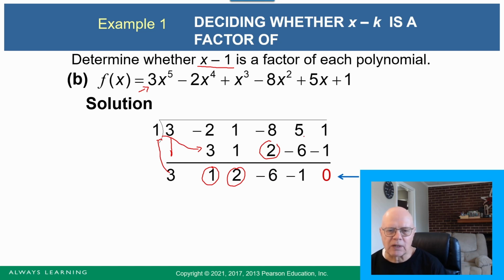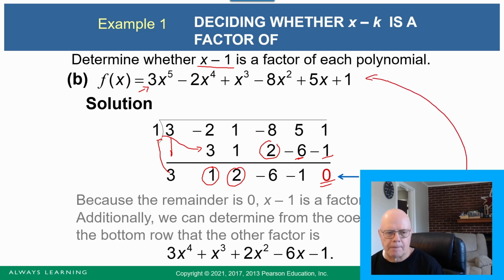-6 times 1 gives you the negative 6 here. Add, you get a negative 1. Negative 1 times 1 is negative 1. Add those, and how about that? We've got a remainder of 0. That not only tells us that f of 1 is 0, but it also tells us that x minus 1 is a factor of that polynomial up there.